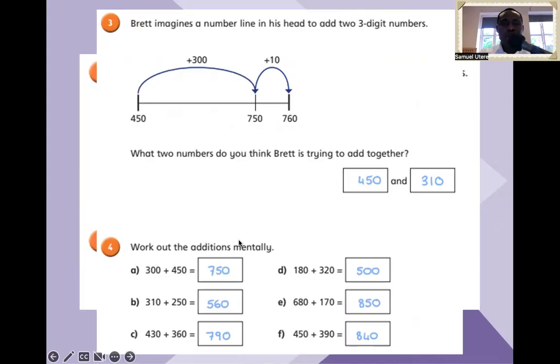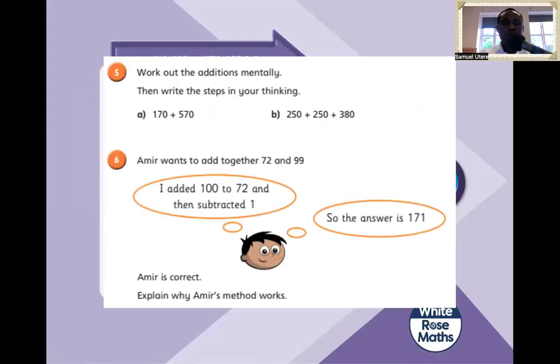Next, you're asked to work out these additions mentally. So by doing this, you're practicing doing your mental maths and you get much better working with the numbers mentally. Pause the video and answer questions 5 and 6 in 3 minutes.